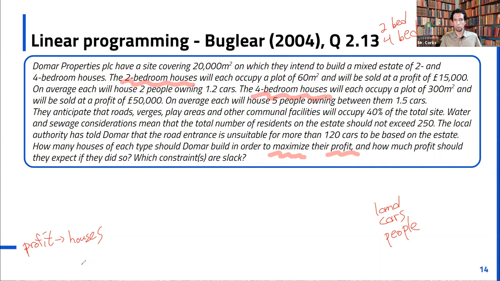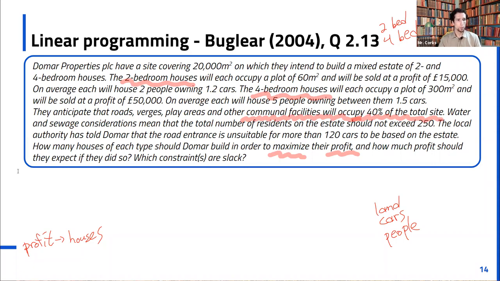One more key thing I notice: the percentage of the total site which is covered by communal facilities. Okay, so 40% of the land for this construction project is going to be used for communal facilities. So basically not houses. 40% not available for houses. All right, let's do the formal stuff now and build all this out and see if we can turn this all into some math.